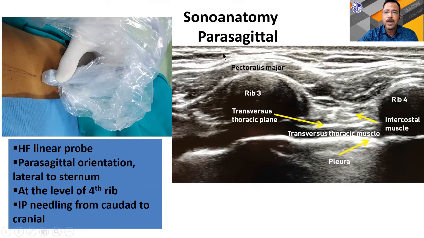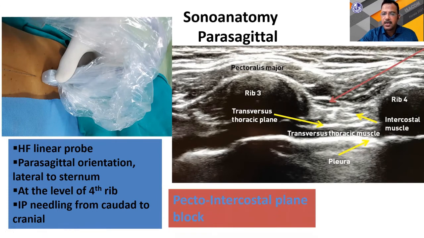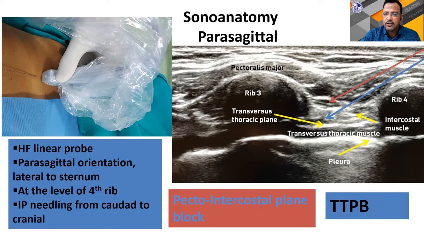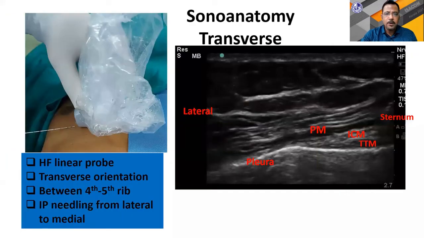This is the sonoanatomy. If you are doing it in a parasagittal orientation, we use a linear probe lateral to the sternum at the level of the 4th or 5th rib, and in-plane needling is done from caudad to cephalad. In the sonoanatomy, you will see the rib and the pec major muscle. Between the two ribs you will see the intercostal muscles, and below there is a thin muscle, the transverse thoracic muscle, and this is the pleura. If I deposit the drug between the pec major and the intercostal muscle, it becomes a pectointercostal fascial plane block. If I deposit the drug between the intercostal muscles and the transverse thoracic muscle, it becomes a transverse thoracic plane block.